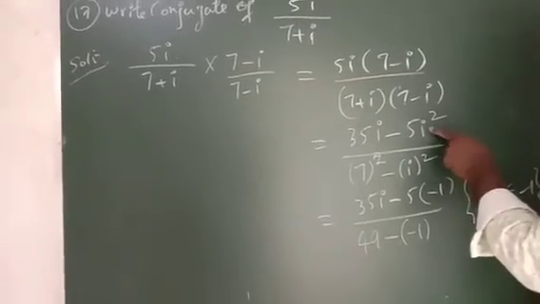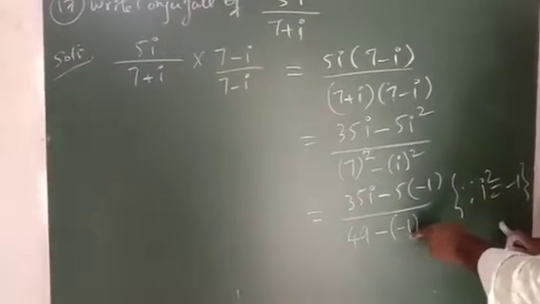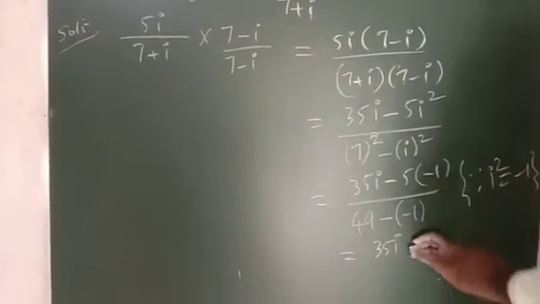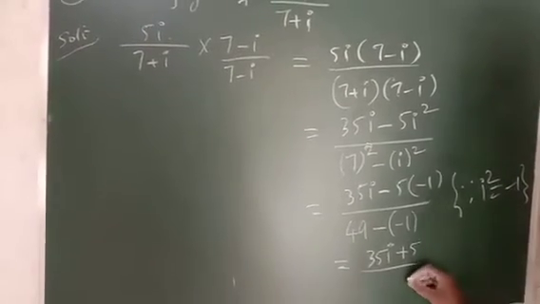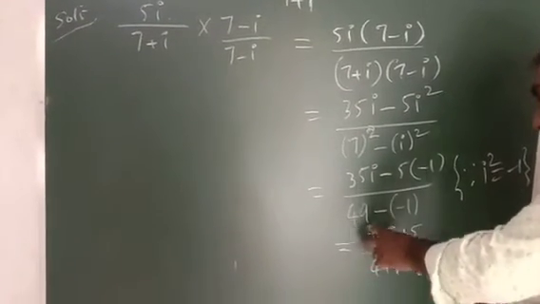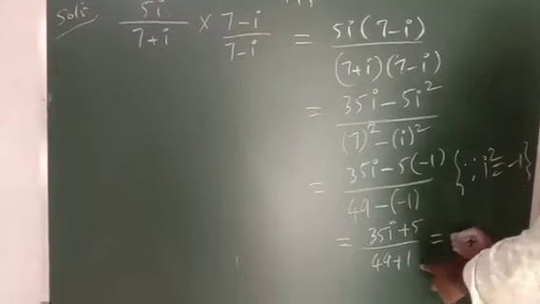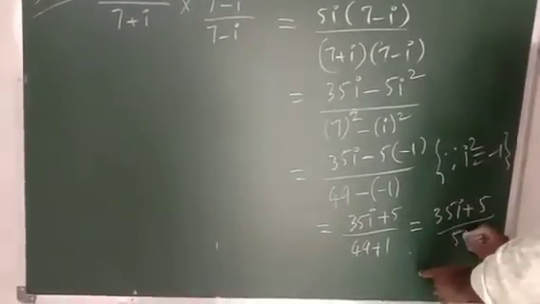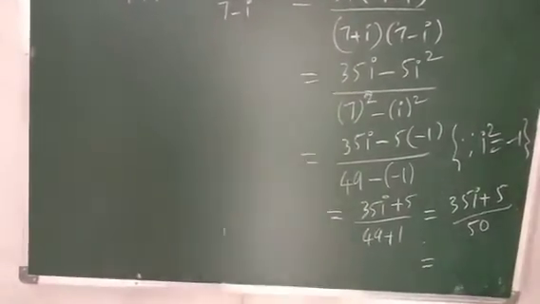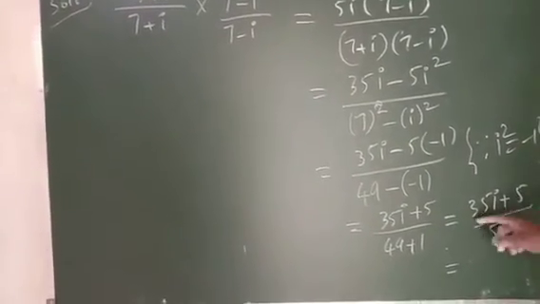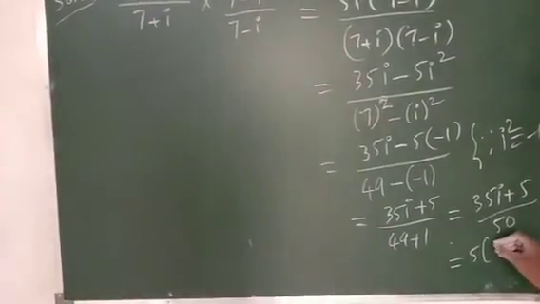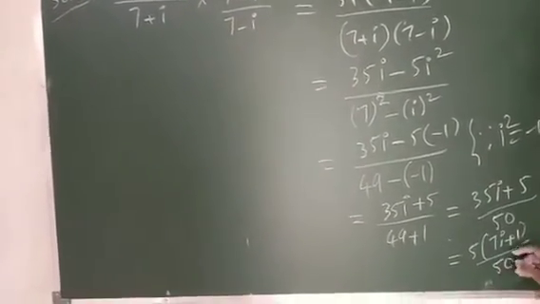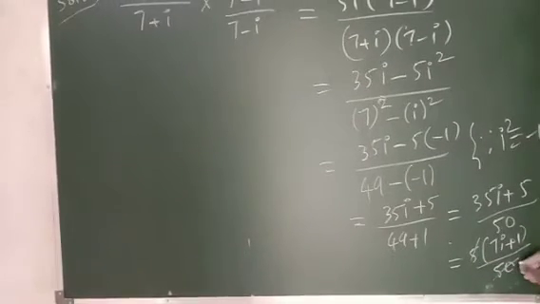So 5i square is 5 into minus 1, and i square is minus 1. This equals 35i, then minus into minus is plus 5, by 49, minus into minus is plus 1. So this equals 35i plus 5 by 49 plus 1, which is 50. We can take 5 common here: 5 into 7i plus 1 by 50.